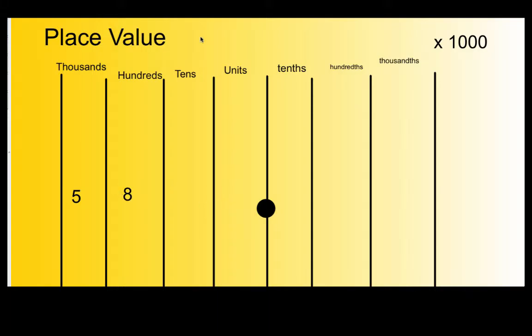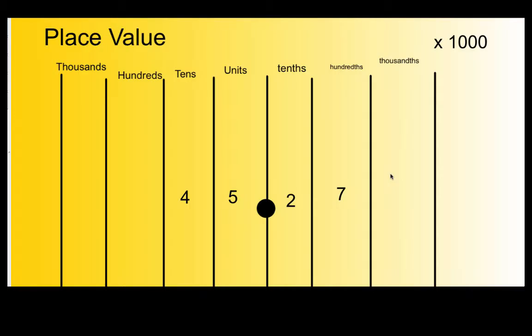And we've got to pop in those placeholders now, because you can't just have nothing in the tens and nothing in the units and a number here and a number there. So let's just pop in those placeholders, and there we go. And of course our answer is now 5,800.